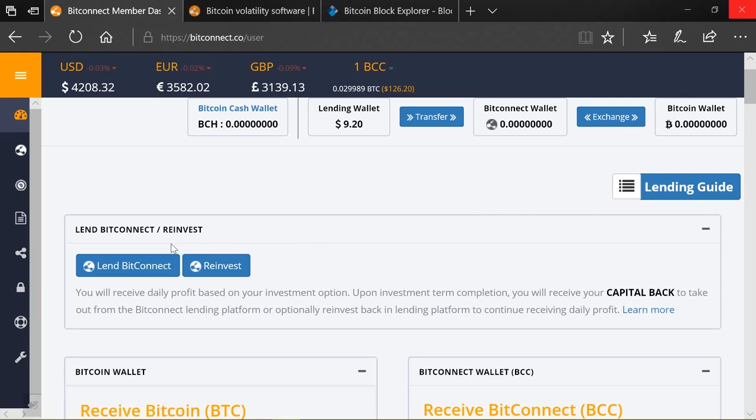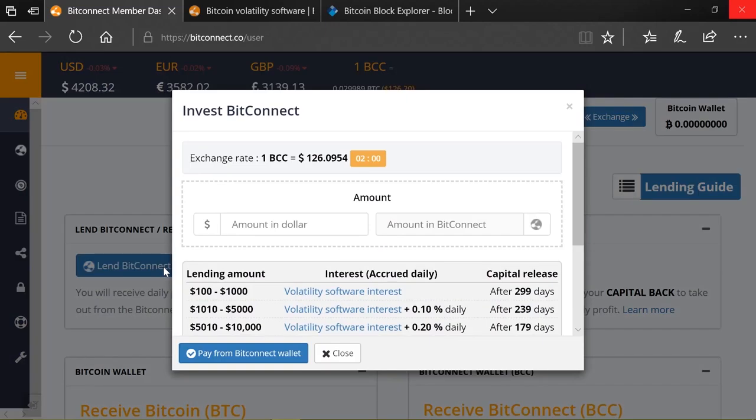So if you go to lend Bitconnect, it will show you here the different lending amounts. The initial amount that you can bring into the system is $100. After that, it's multiples of 10. So you see here we've got the lending amount $100 to $1,000, $1,010 to $5,000, and $5,010 to $10,000.